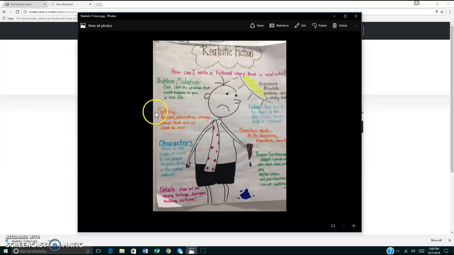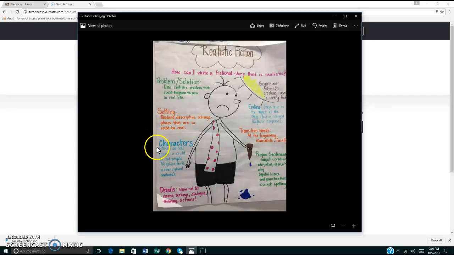Another way to do that is to think about the setting. In a realistic fiction story that's really realistic and connects with readers, realistic descriptive settings are places that could be real. Sometimes in realistic fiction stories, we've learned that authors use real places and create fictional characters. Other times, authors use places that are inspired by real things, although they may have a made up name and not actually be a real location. But here's the key, they could be.